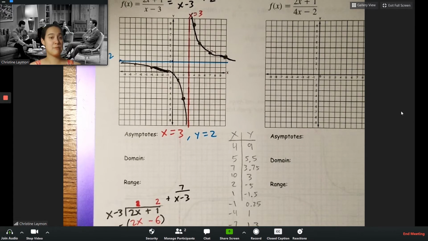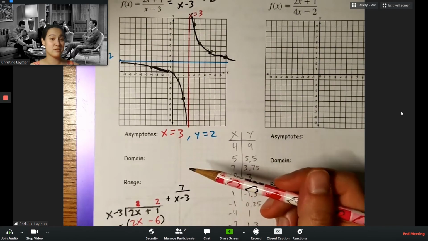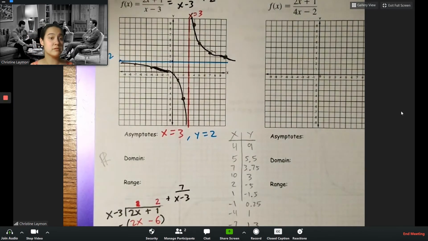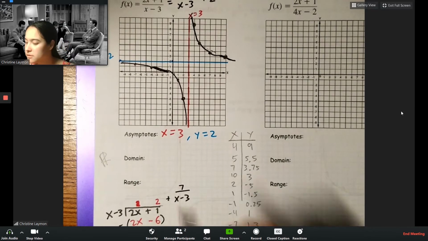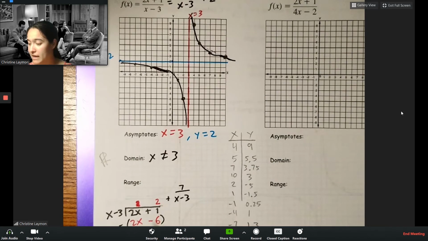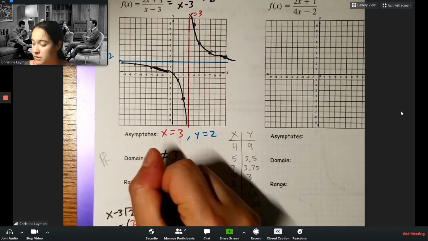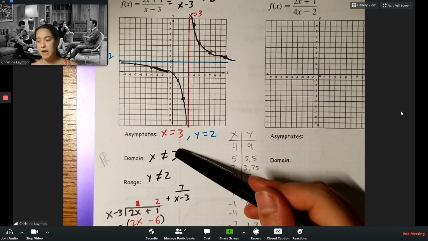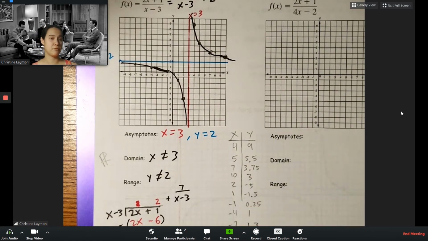Okay, so now my domain and range. Again, the easiest way to do this is just use the reverse of the asymptotes. It is all real numbers, remember? All real numbers, except x is not 3. The range is all real numbers except y is not 2. Everything above and below 2, everything to the left and right of 3. Let's go ahead and take a look at one more example.